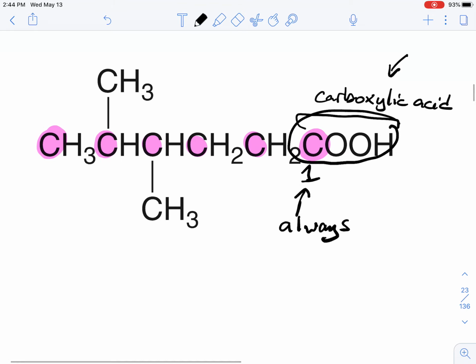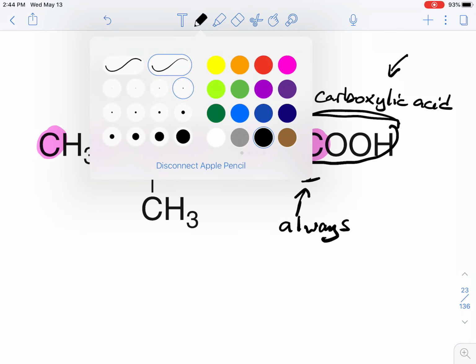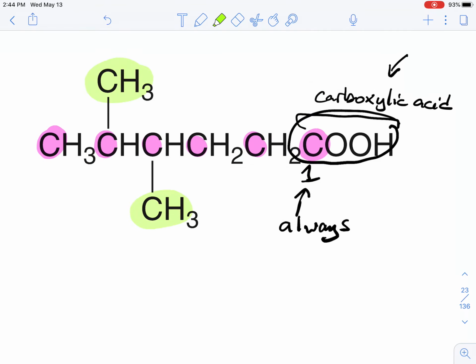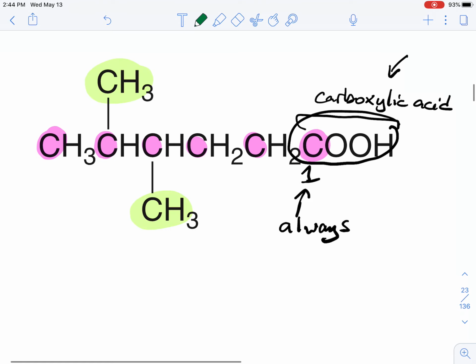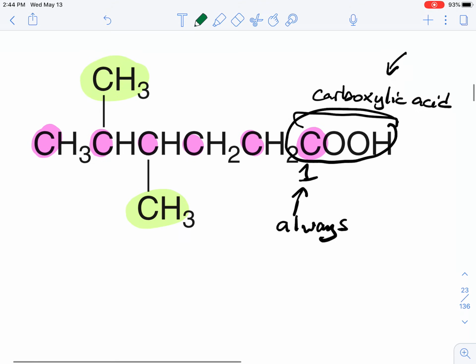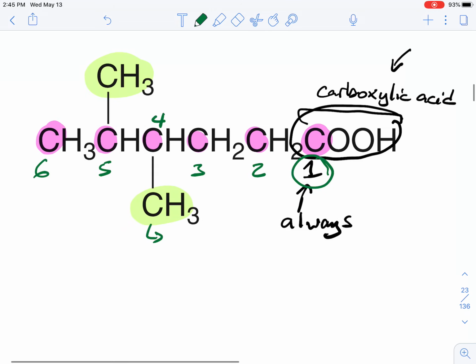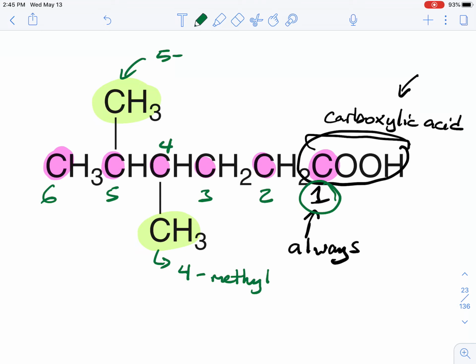All right, so in terms of numbering our carbons, it looks like here we have some substituents, right? Whatever is not highlighted in pink, that's going to be our substituent. And since we have some substituents, we need to number the carbons. Since this is always carbon number 1, then this is 2, 3, 4, 5, and 6. It looks like we have a methyl group on carbon 4, so I would say 4-methyl. And here I would have a 5-methyl.